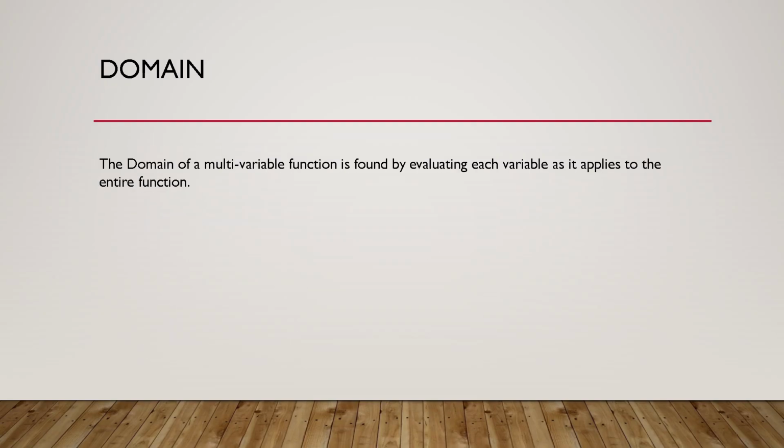The domain of a multivariable function is found by evaluating each variable as it applies to the entire function. f of x, y equals x over y. The domain is a set of x's and y's such that y is not equal to 0. In another example, f of x, y, z equals z times the square root of x times y.